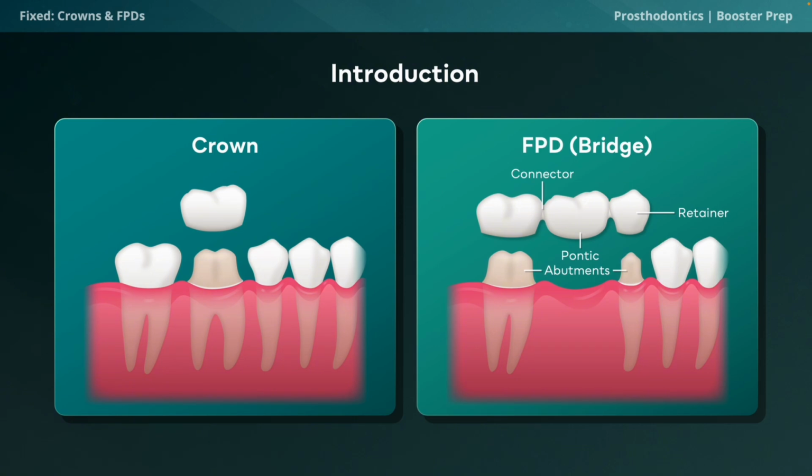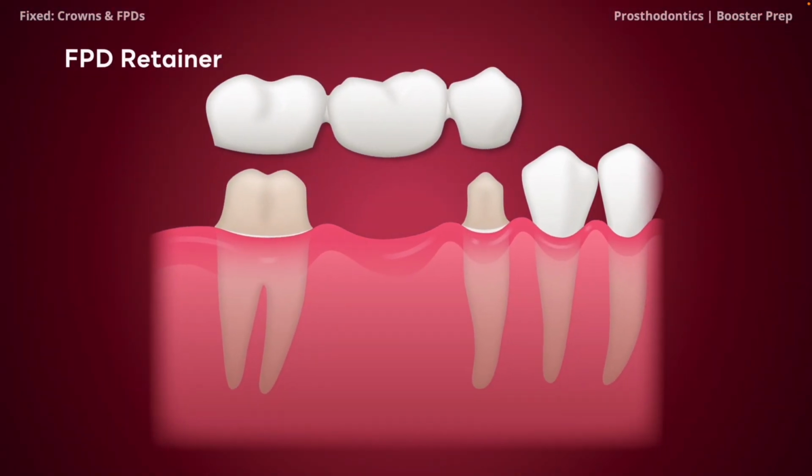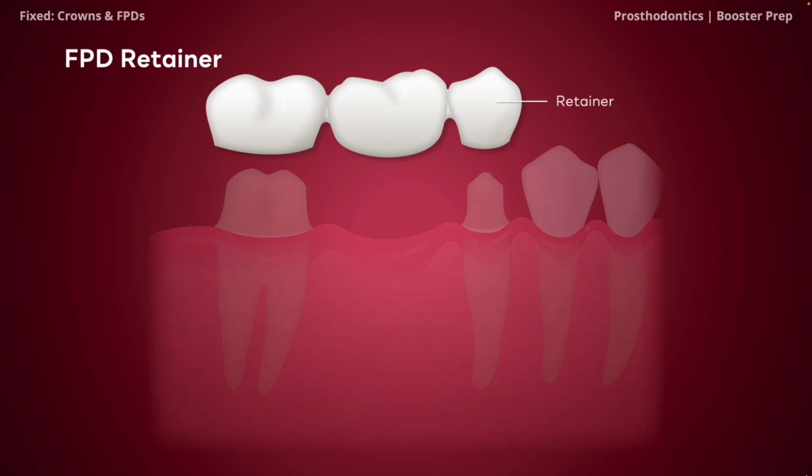Let's go into each of these components in a bit more detail since you're likely to encounter questions regarding these components on your exam. The retainer is a crucial component of the FPD since it's actually responsible for supporting the entire prosthesis. Therefore, it should always be placed on teeth that have sound periodontal health, and it should not be placed on teeth that have been endodontically treated, as there's less internal dentin present to provide support.